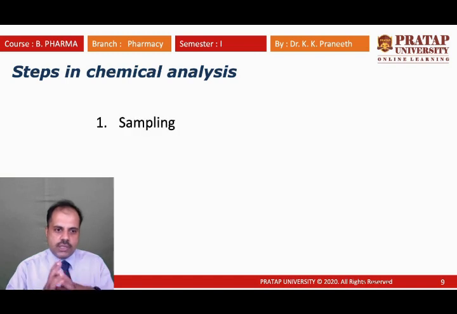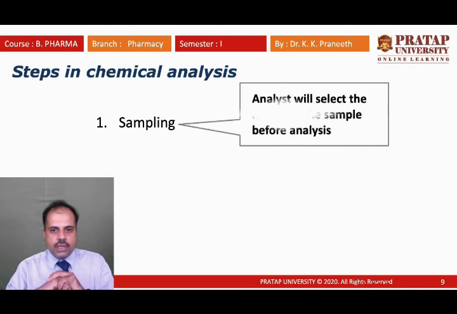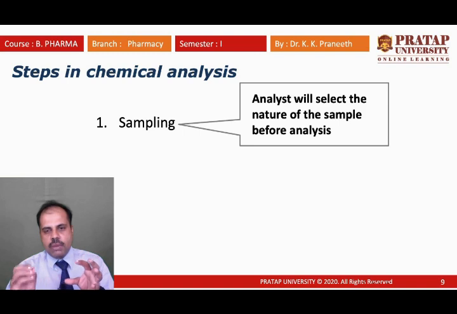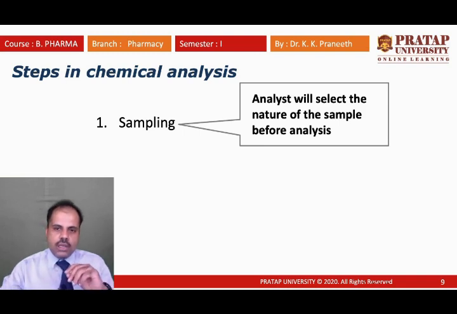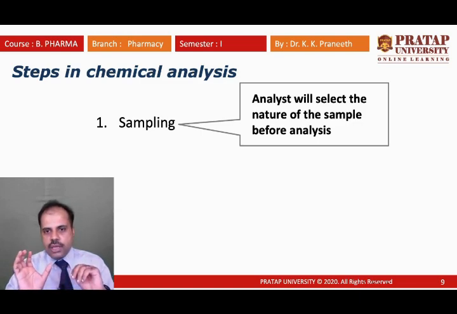The first step is sampling. So how do you sample a chemical? Normally the analyst, meaning a person who is analyzing the sample, can be a scientist, chemist or pharmacist. Sampling means he will select a sample, and he will determine how much sample has to be taken.